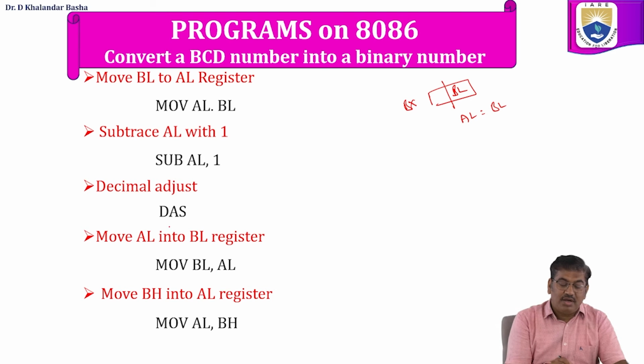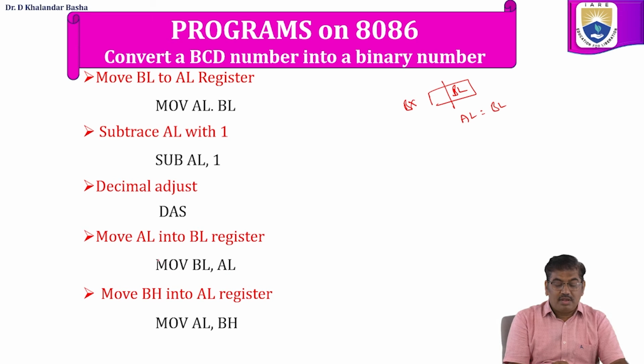Then we go for decimal adjust after subtraction. This instruction is used for converting the result obtained after subtraction into the packed BCD number.